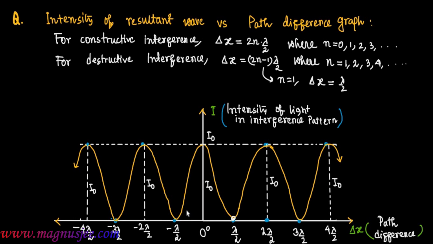That means if path difference is an even multiple of lambda by 2, then the intensity of the resultant wave will be maximum, and the intensity will be minimum at path difference lambda by 2, 3 lambda by 2, 5 lambda by 2, and so on. That means for destructive interference, path difference will be an odd multiple of lambda by 2, that means an odd multiple of half of the wavelength.